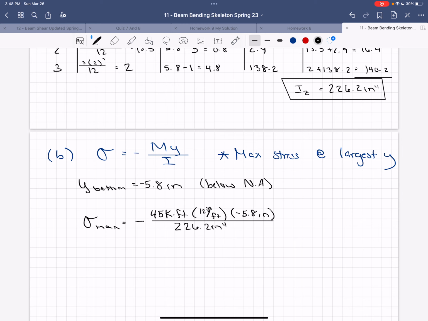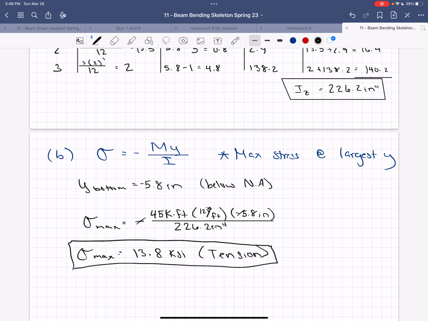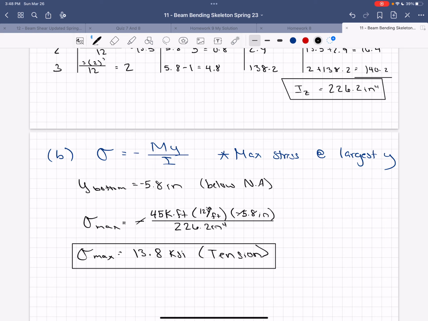And we get sigma max equals 13.8 ksi. The negatives cancel. We get a positive, and it's in tension. We also know if we put a positive moment, we're going to get tension on the bottom and compression on the top.